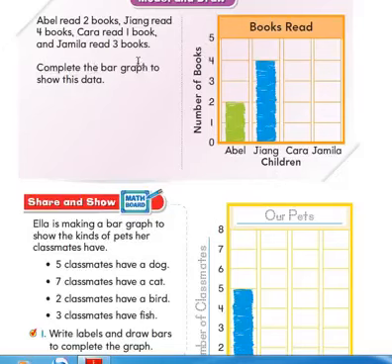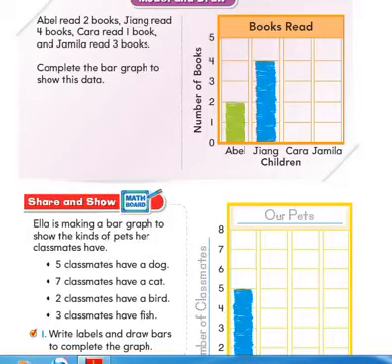Okay, here it says complete the bar graph to show this data. In the category here, he already drew for us Abel and Jayang, and we have here Kara and Jamila. Kara read 1 book, so we have to shade or color from 0 to reach 1. So we will draw 1 bar. Jamila read 3 books, so I will draw the bar to reach number 3 and end at number 3.